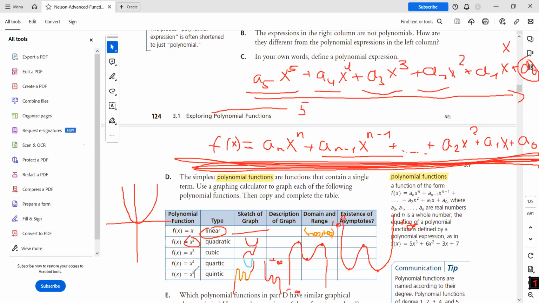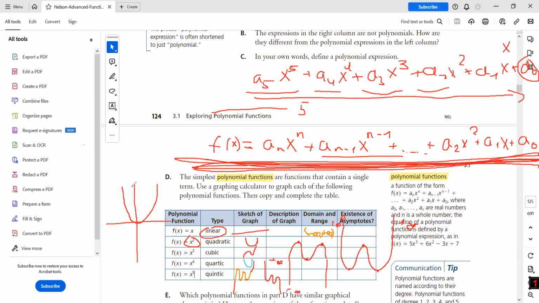Even if you have x to the 5th power plus x to the 4th power plus x to the 3rd power, this function would look like a quintic polynomial function. We mainly judge the polynomial function by the greatest exponent it has. So if you know how this basic function looks like, you know all of them.